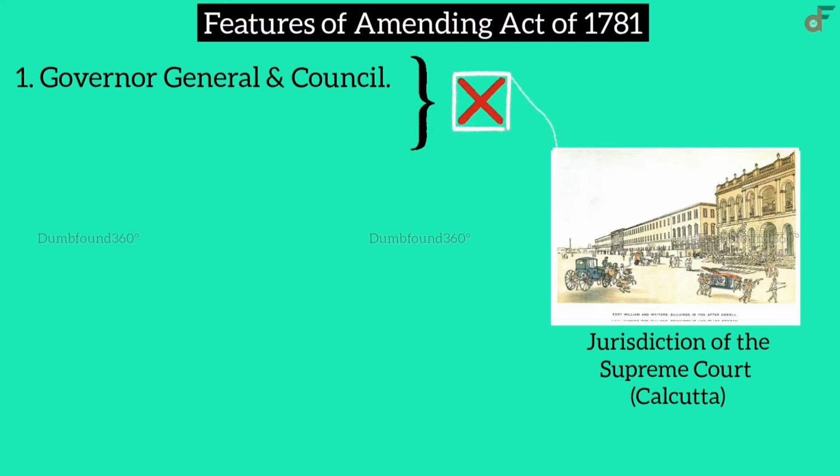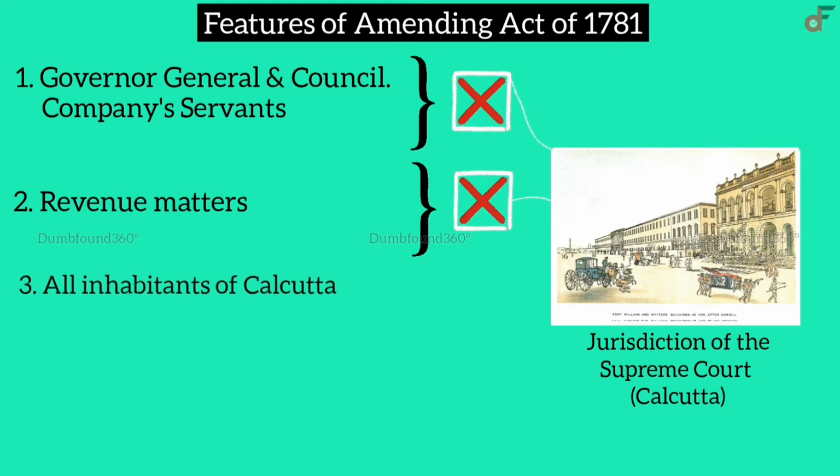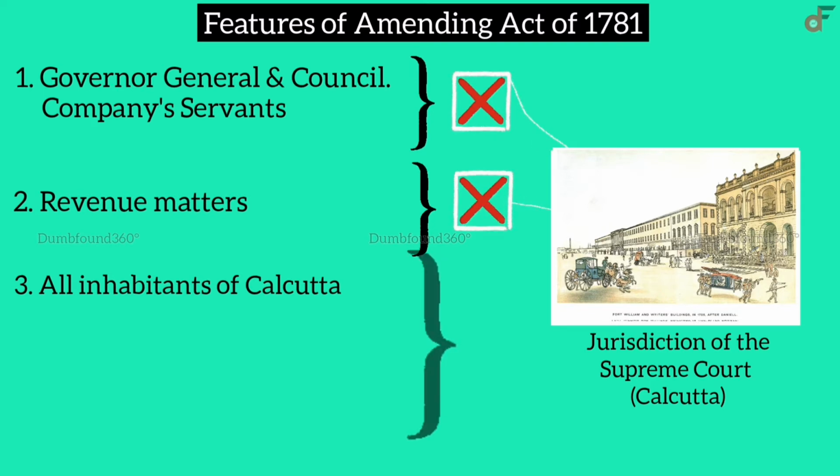Similarly, it also exempted the servants of the company from the jurisdiction of the Supreme Court for their official actions. 2. It excluded the revenue matters and the matters arising in the collection of revenue from the jurisdiction of the Supreme Court. 3. It provided that the Supreme Court was to have jurisdiction over all the inhabitants of Calcutta.